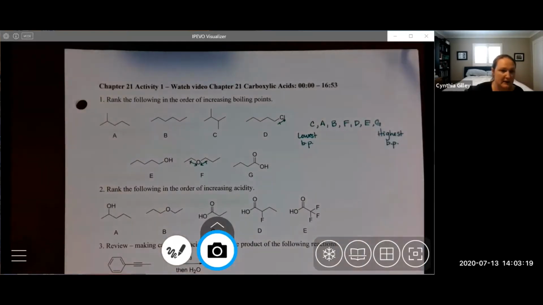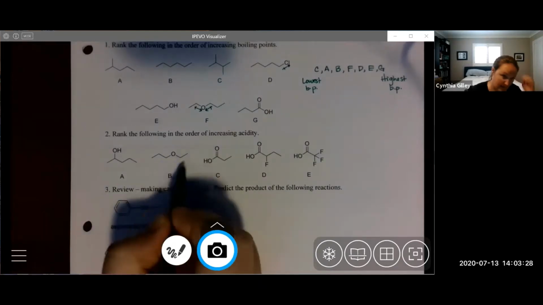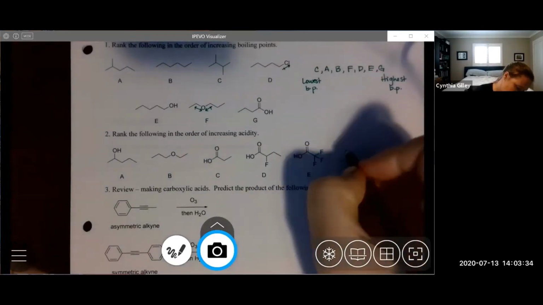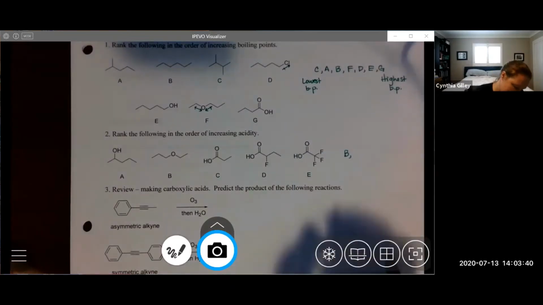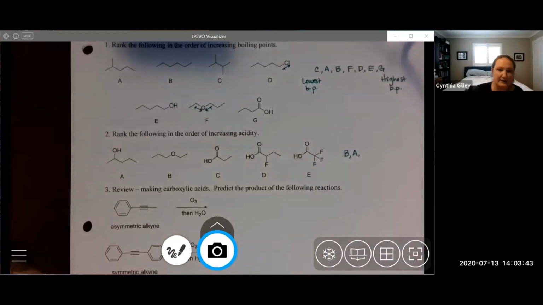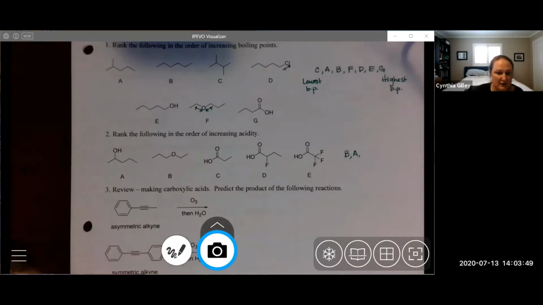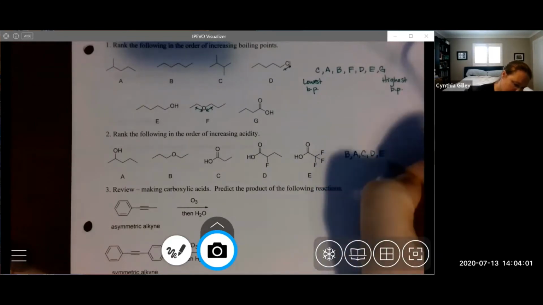The next one is ranking in order of increasing acidity. In terms of acidic protons, the ether hydrogens are not very acidic compared to alcohols and carboxylic acids. So we would go with the ether first. Alcohols are not as acidic as carboxylic acids, so the alcohol next. In terms of the carboxylic acids, we have increased induction, which will make it more acidic due to stabilization of the corresponding conjugate base. E would be the most.